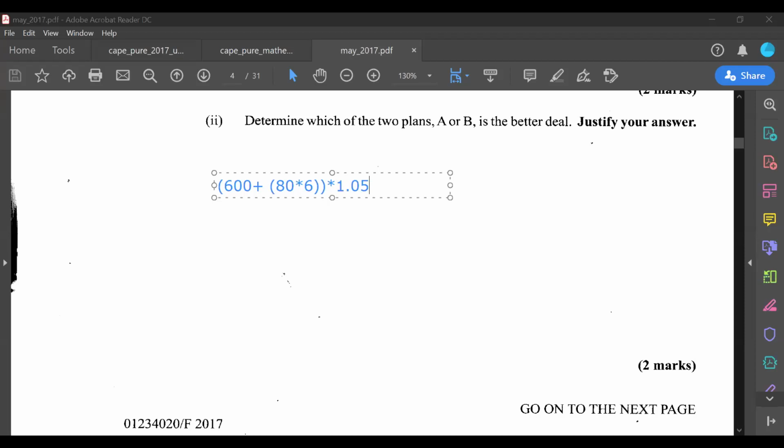Same thing if you're finding a discount. If it was like a 5% discount, you would multiply it by 95% rather than finding 5% off the total and then minusing that 5% from the total. It's just a quicker way rather than have to add it back and then subtract or add, you know.